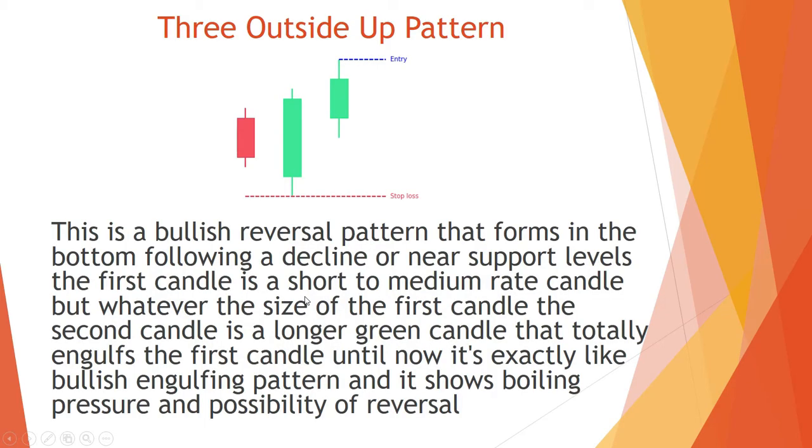3 outside up pattern. This is a bullish reversal pattern that forms at the bottom following a decline or near support levels. The first candle is a short to medium red candle, but whatever the size of the first candle, the second candle is a longer green candle that totally engulfs the first candle. Until now, it is exactly like the bullish engulfing pattern, showing buying pressure and the possibility of a reversal.